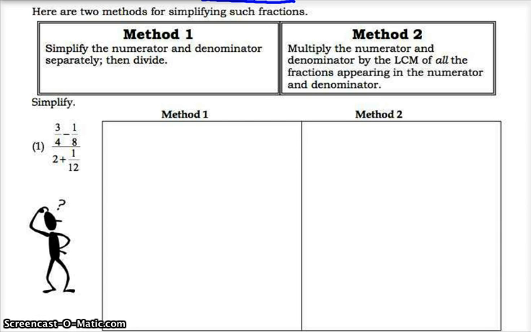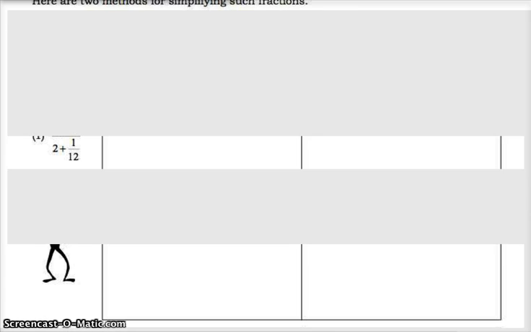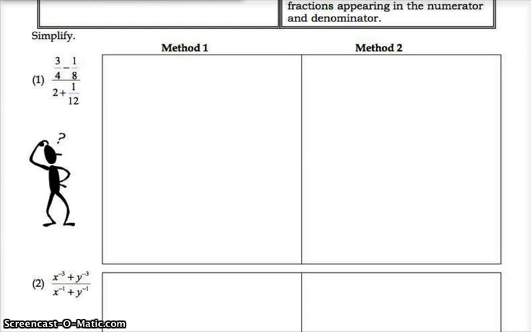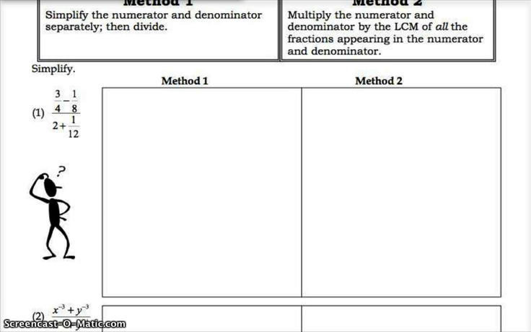Okay, so method 1. First we simplify the numerator and denominator separately, then we divide. So let's do method 1 with all numbers so it is more attainable and you can kind of see what's happening. So again, it says simplify the numerator and denominator separately, then divide. So we have this big fraction bar right here. So I'm going to simplify the numerator, then I'm going to simplify the denominator, and then when you have a fraction, so in other words, it's like I'm taking 3/4 minus 1/8 and I'm dividing it by 2 plus 1/12. So I need to simplify this first part.